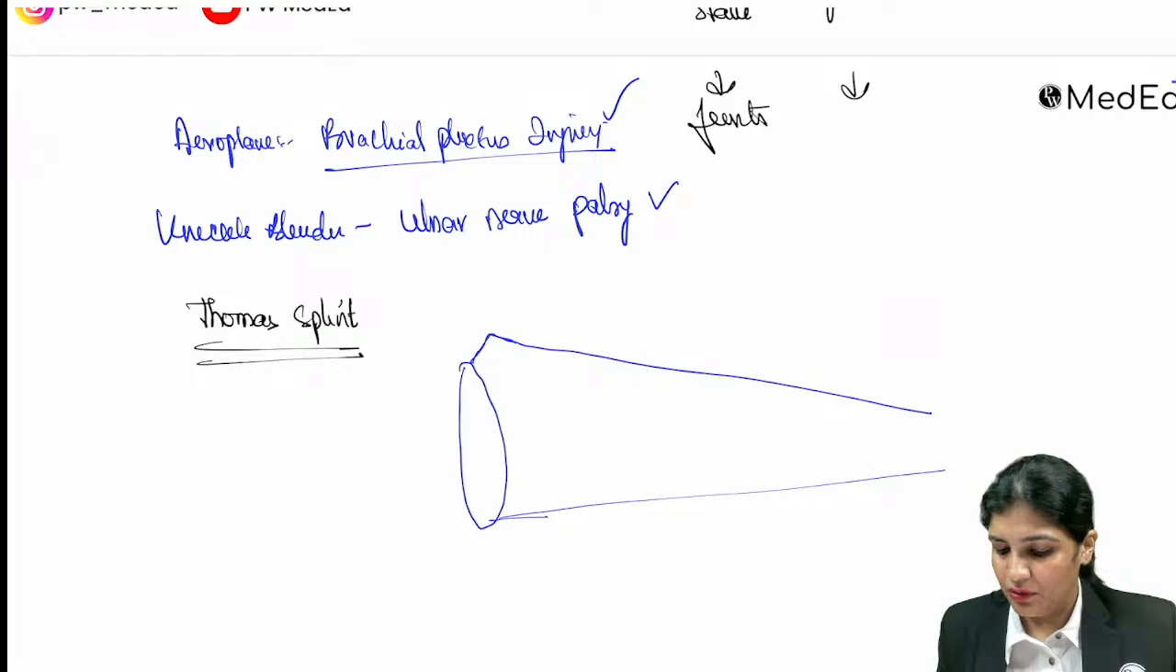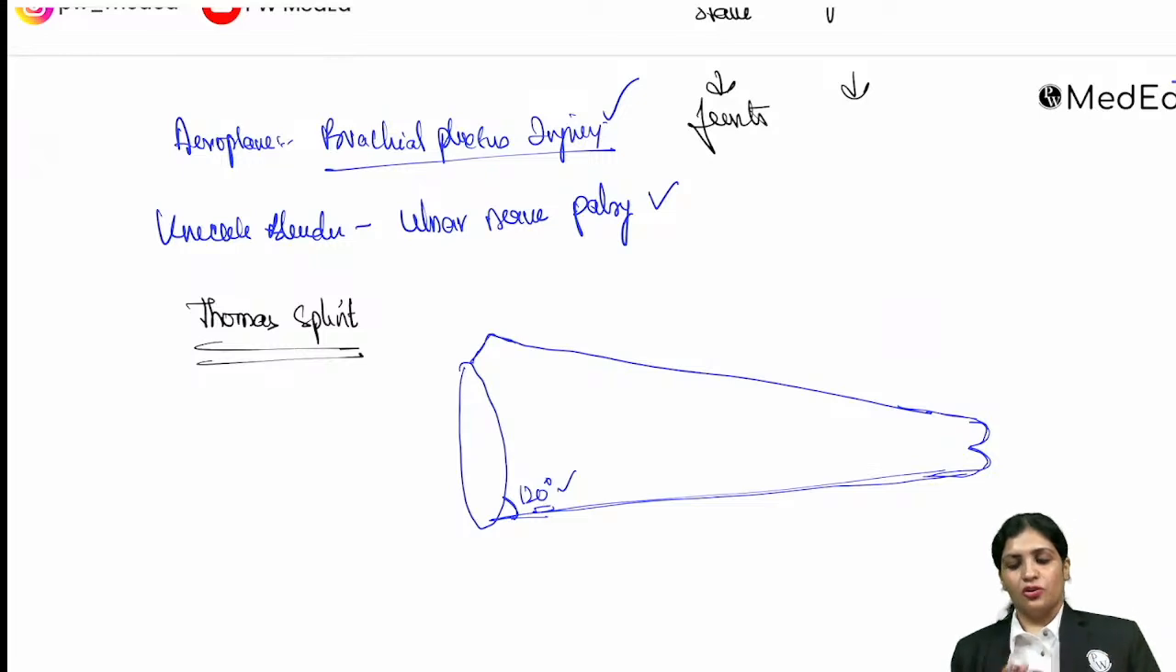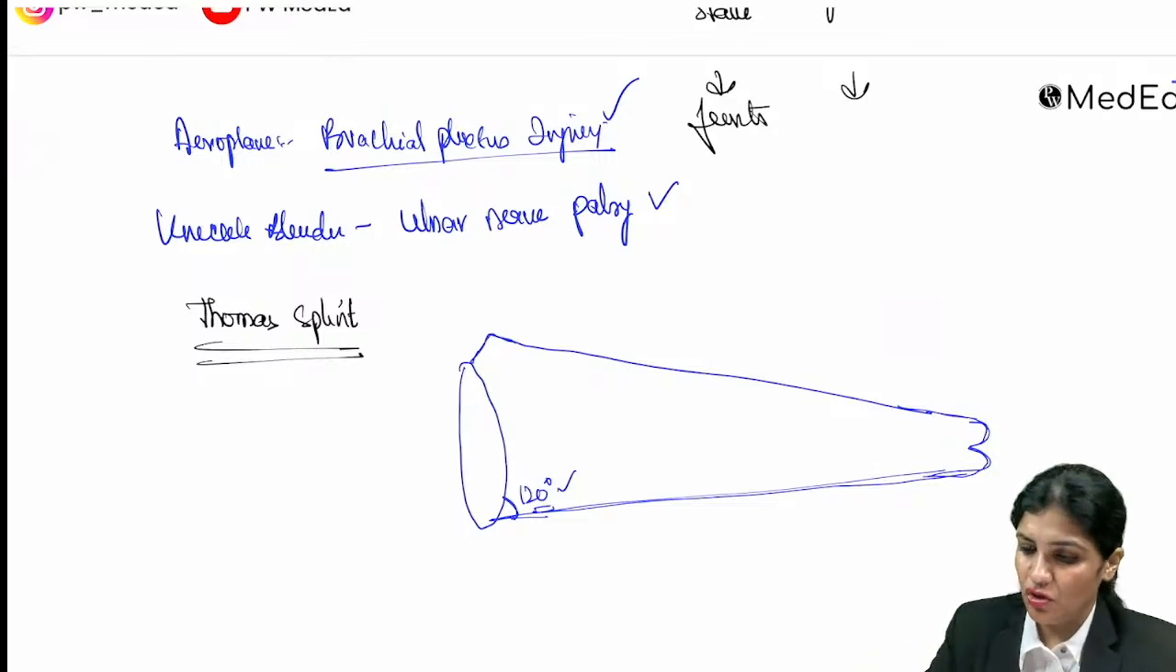So this is for the outer and this is for the inner, and now these two are connected with a W-shaped structure. And this is your Thomas splint. Here they make an angle of 120 degrees. So this is your Thomas splint. So where do you use this Thomas splint?